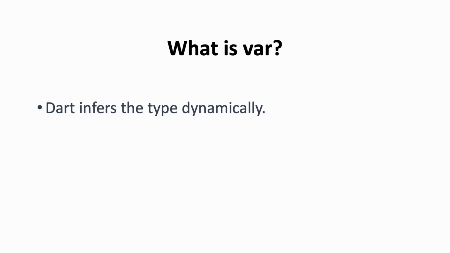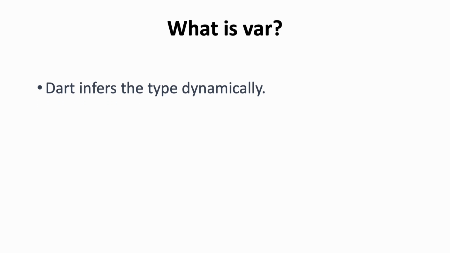What is var? Let's kick things off by discussing the var type. In Dart, var is a keyword that represents a dynamically typed variable. This means that Dart will automatically infer the data type based on the assigned value. It's convenient when you're dealing with values of different types. However, keep in mind that the type of a var variable can change during runtime.